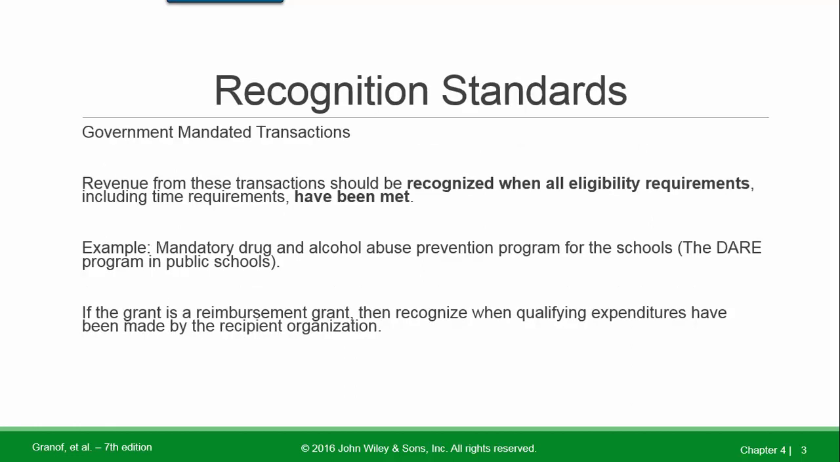Recognition standards. Government-mandated transactions. Revenue from these transactions should be recognized when all eligibility requirements, including time requirements, have been met. For example, a mandatory drug and alcohol abuse prevention program for the school, the DARE program in public schools. If the grant is a reimbursement grant, then recognize when qualifying expenditures have been made by the recipient organization. And our focus in this course is with the reimbursement grants.